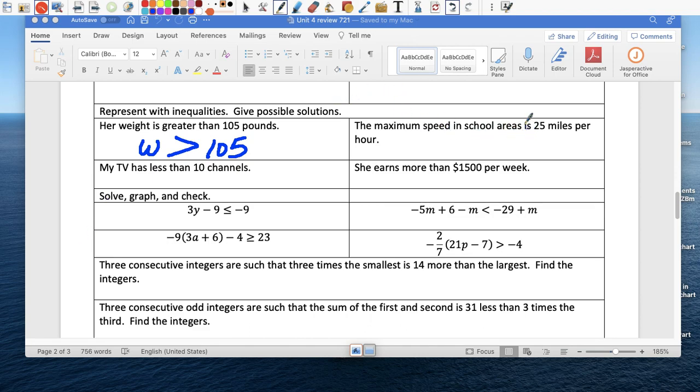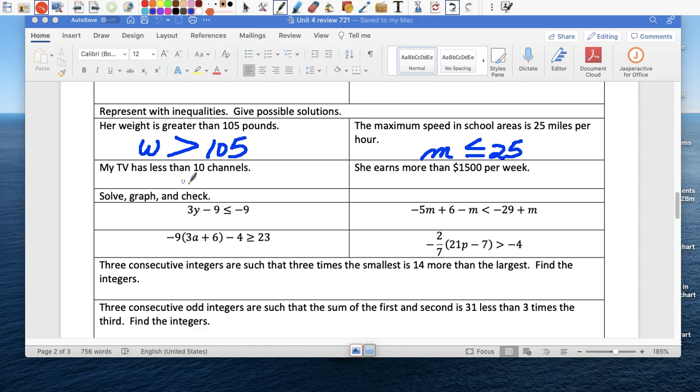Maximum speed in square is 25 miles per hour. So pick a variable that represents, let's talk about speed or m for max. So I'm going to pick m. So the max in this school area is 25 miles per hour. The maximum has to be less or equal to 25. Right? So your speed can't be over 25. It has to be less or equal to 25.